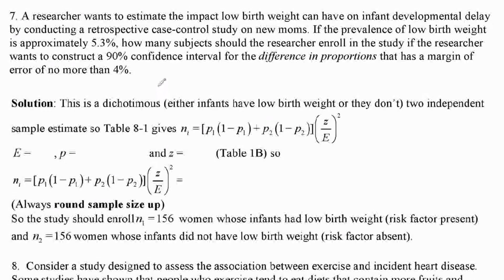In problem number 7, we are trying to estimate the impact that low birth weight might have on infant developmental delay. We're doing that by a retrospective case control study on new moms. We're given that the prevalence of low birth weight is approximately 5.3%. Question is, how many subjects should the researcher enroll in this study if the researcher wants 90% confidence? So there's a 90% confidence interval for the difference in proportions. And we want a margin of error of no more than 4%.